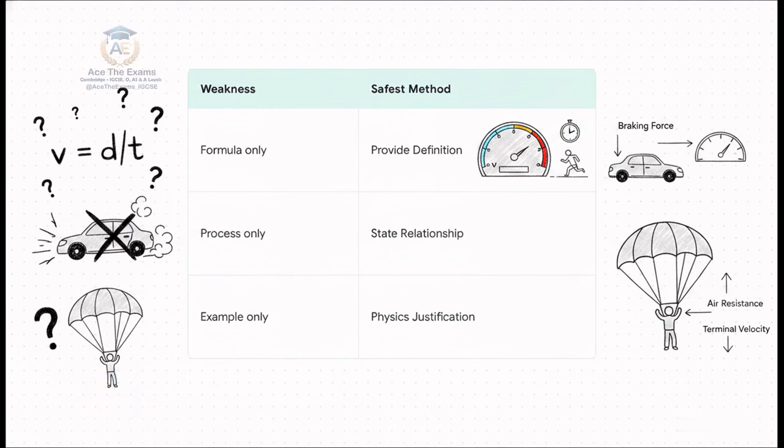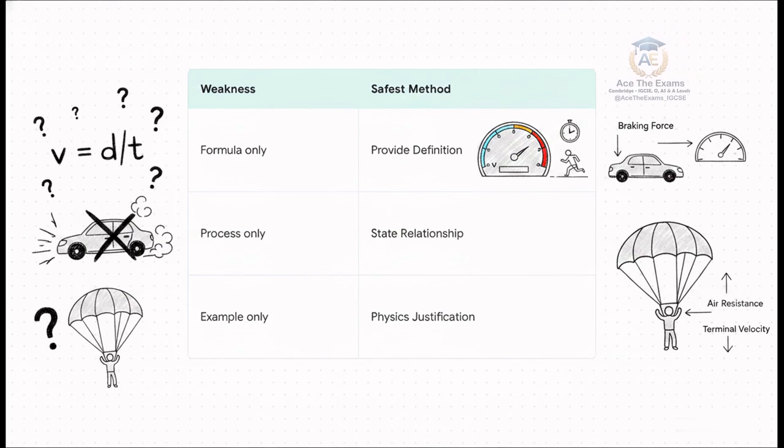First weakness, writing a correct formula without explaining the variables. If you just jot down V equals D over T, you will likely miss a mark. The safest method? Provide the definition. Tell the examiner exactly what those letters represent in the physical world. Second weakness, quoting a process without linking it to a physical effect. Don't just say the car brakes. State the relationship. Say that applying a braking force causes a negative acceleration, which reduces the velocity.